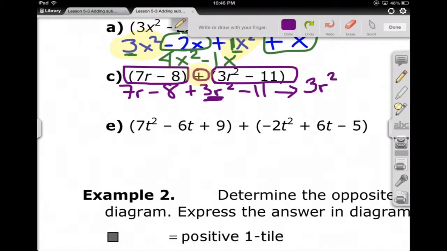3r squared, and it's positive. Now that 7r, you might wonder, well, what do I do with it? Well, it's got positive value, so if you don't know what to write down, think about what the value of the sign is. 7 is positive, okay, plus 7r. And then lastly, we've got minus 8 combined with minus 11, which is good for minus 19.